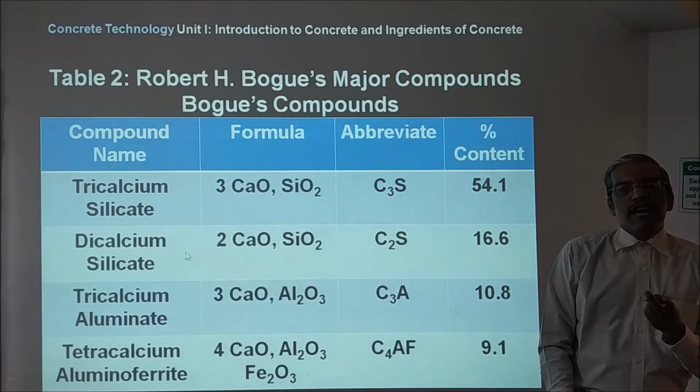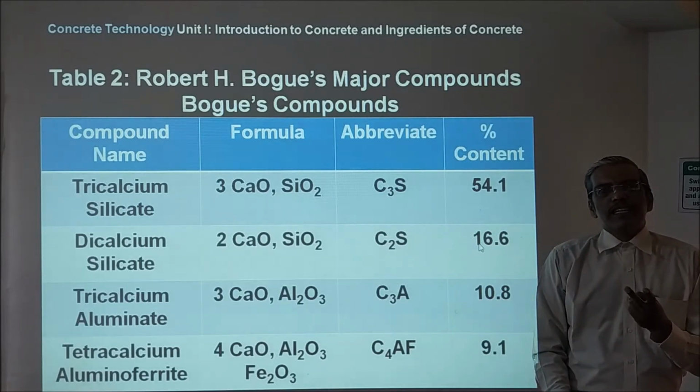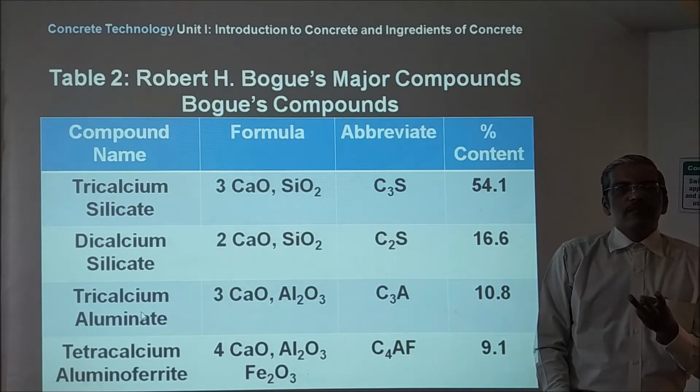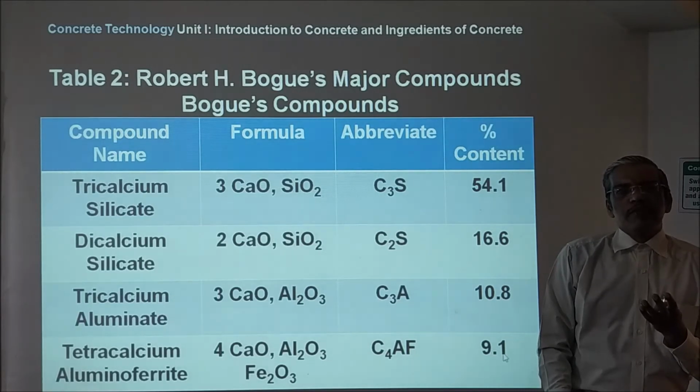The second Bogue compound is dicalcium silicate. Its formula is 2CaO·SiO2. It is abbreviated as C2S. The percentage content is 16.2. The third major Bogue compound is tricalcium aluminate. Its formula is 3CaO·Al2O3, abbreviated as C3A. Its content is 10.8%. And the fourth major Bogue compound is tetracalcium aluminoferrite. It is 4CaO·Al2O3·Fe2O3, abbreviated as C4AF. The percentage content is 9.1%.